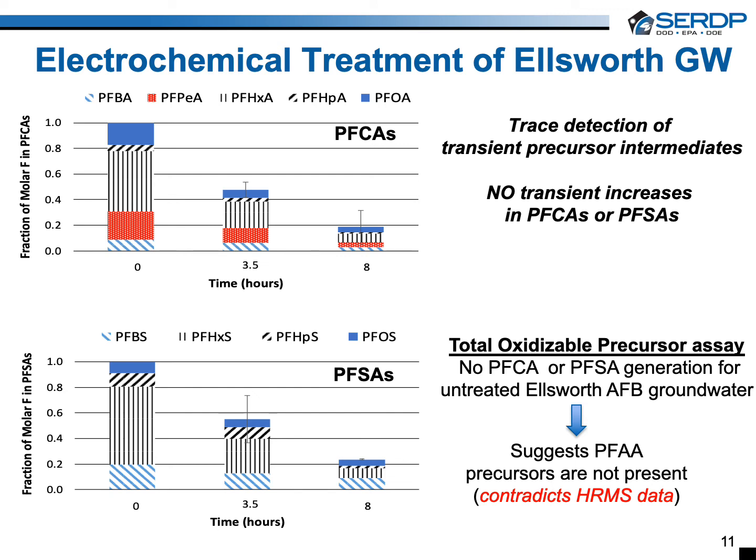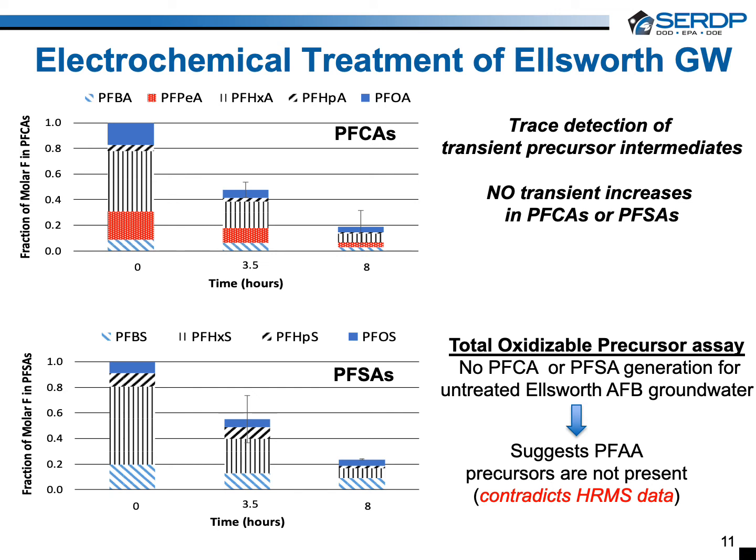So we again performed the TOP assay on this water. Again, this was just the raw Ellsworth water prior to electrochemical treatment. We did the TOP assay, and sure enough, consistent with the results shown here, it did not show any formation of perfluoroalkyl acids, neither the perfluorinated carboxylates nor the perfluorinated sulfonates, as a result of the TOP assay.